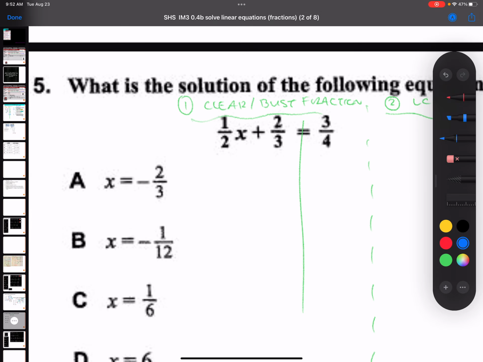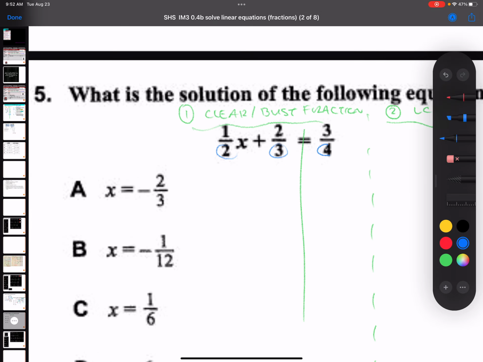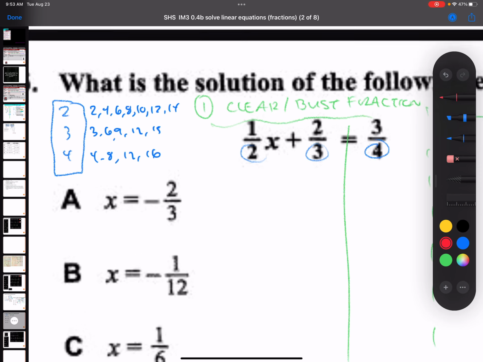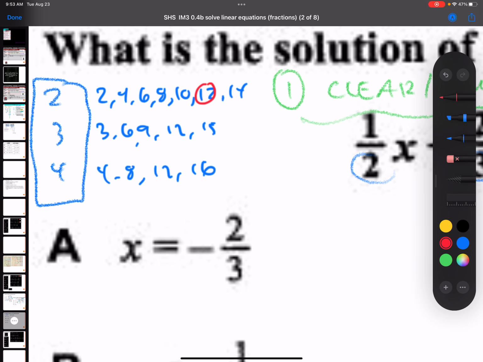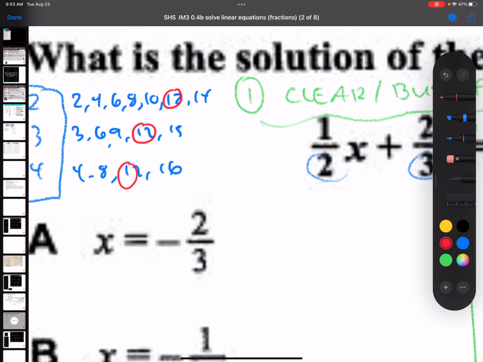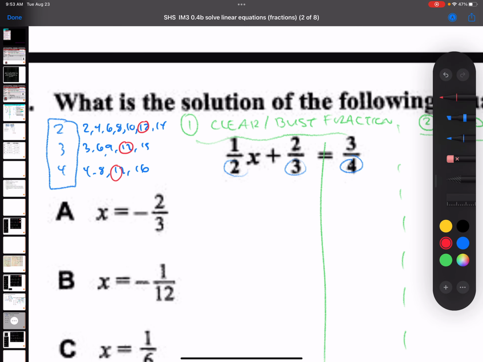So we said that the LCD, so I'm going to take the 2, 3, and 4. I just did this on the board. You just count. 2, 4, 6, 8, 10, 12, 14. 3, 6, 9, 12, 15. And 4, 8, 12, 16. And our LCD is 12. That is the lowest common denominator. So to bust the fraction, I'm going to multiply both sides by 12. Multiply both sides by the LCD.